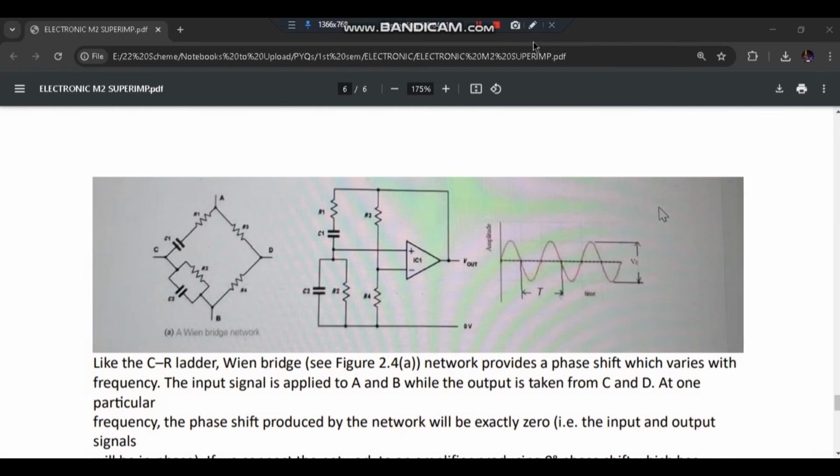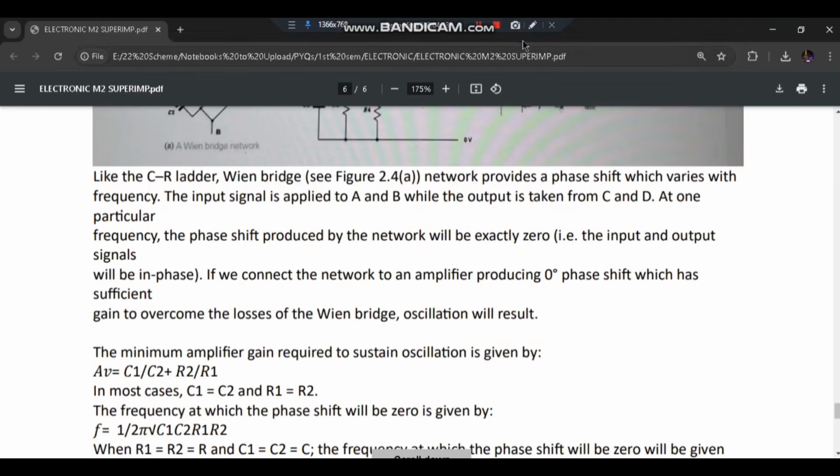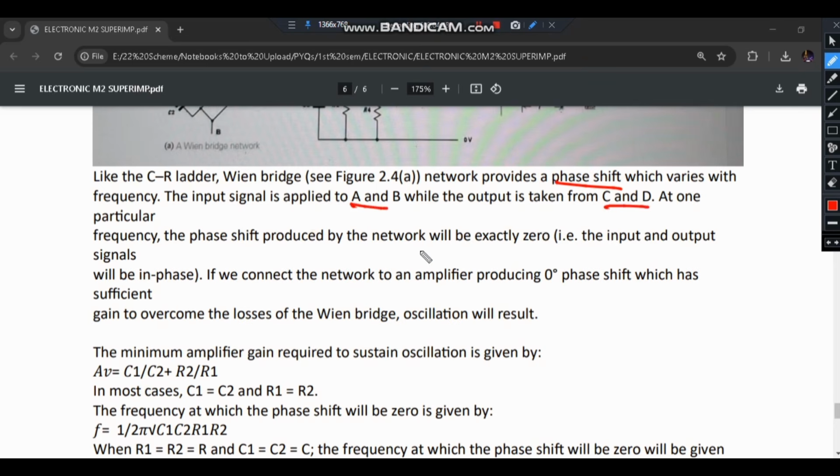Now the key points you'll be writing: first, the network provides a phase shift which varies with the frequency. What does the Wien bridge do? It provides a phase shift, meaning 0 to 180 like that. Input signal is applied to A and B, and output is taken from C and D. At one frequency, the shift produced will be exactly 0. When will it be 0? When C1 is equal to C2 and R1 is equal to R2. At that time this will happen.